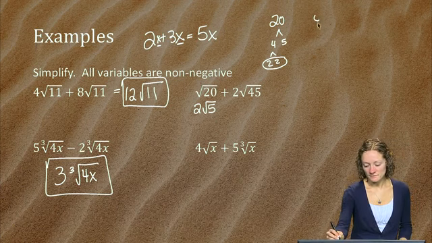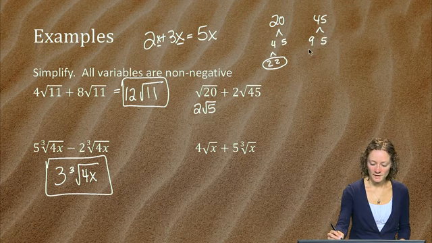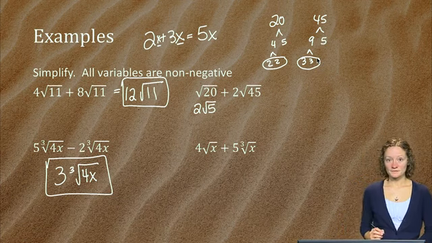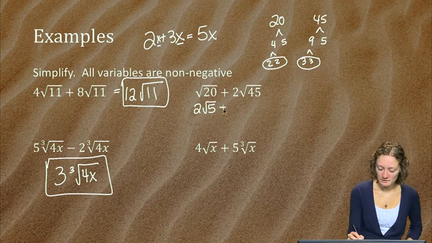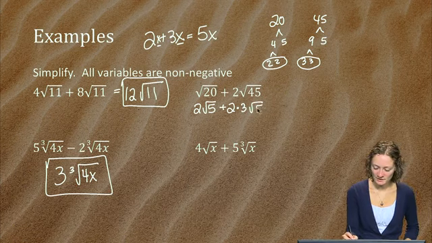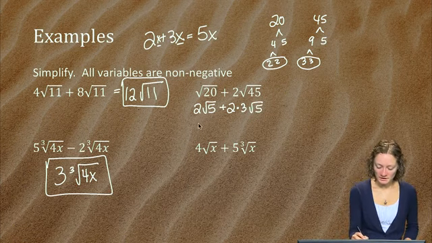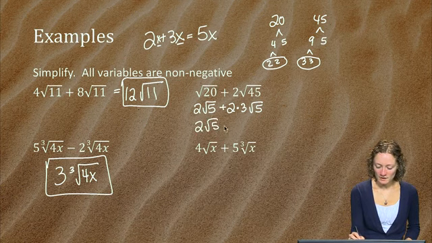Then the 45, 9 times 5, the 9, 3 times 3. So there's a pair of 3's, which means a 3 comes out. So we already have a 2. A 3 comes out, and then a 5 is left inside. Clean this up. We have 2 square root of 5 plus 6 square root of 5.